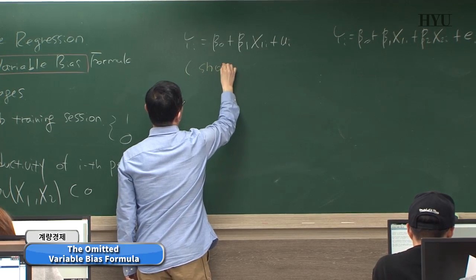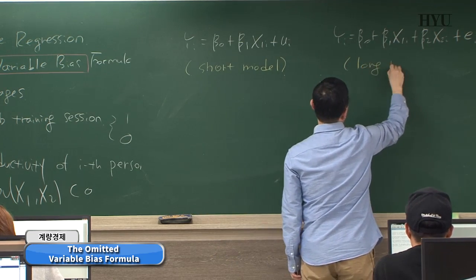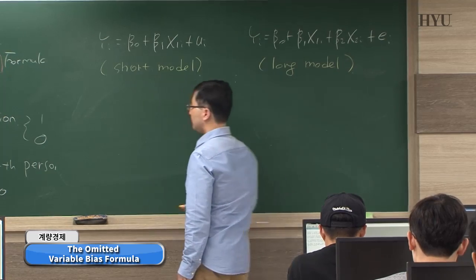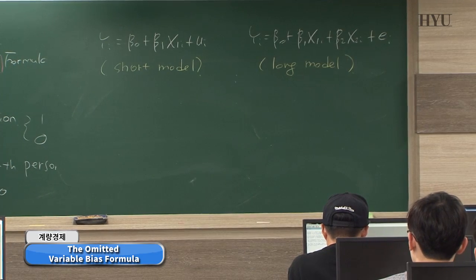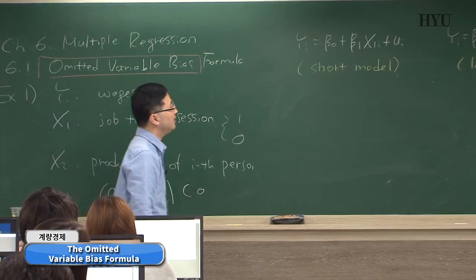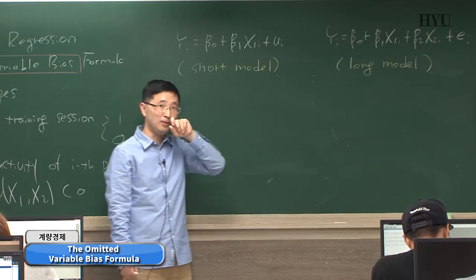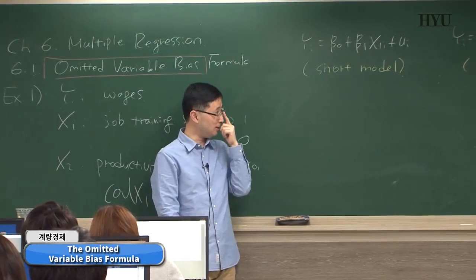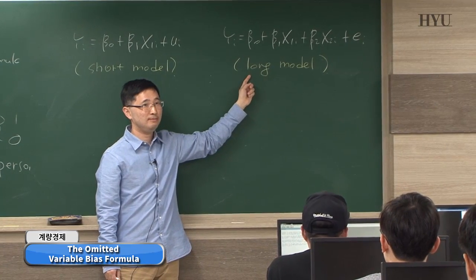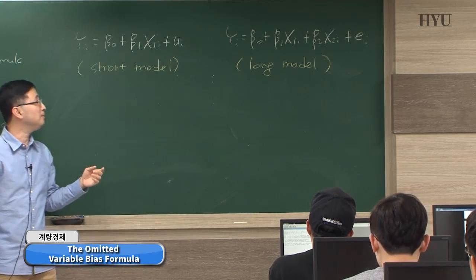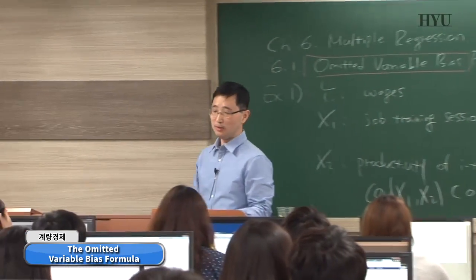This is called the short. Now, I call it a short model because the regression is shorter. And there, the regression is longer, okay? So in this particular example, this is the regression that we are supposed to use. But because of some problem, we actually end up using this one. So the long regression model is the regression model I really like to use.